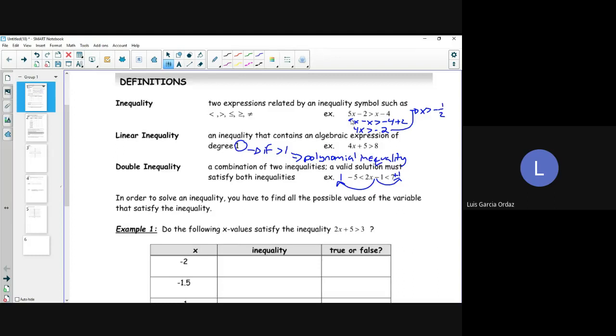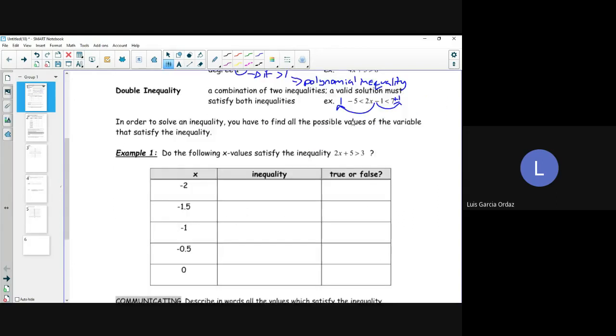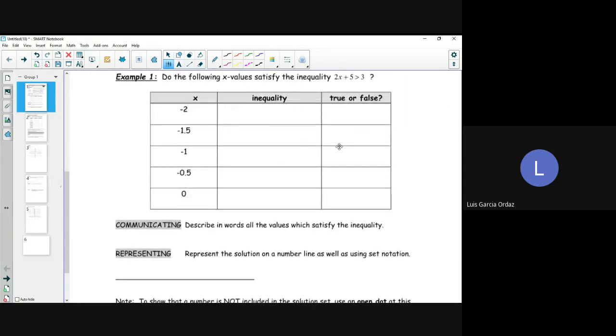So in order to solve an inequality, you have to find all the possible values of the variable that satisfy that inequality. So we're going to look at a chart right now, and figure out if the inequality is satisfied by these given x terms. So example 1: which x values satisfy the inequality 2x plus 5 is greater than 3? We're not going to get into the algebraic part yet.